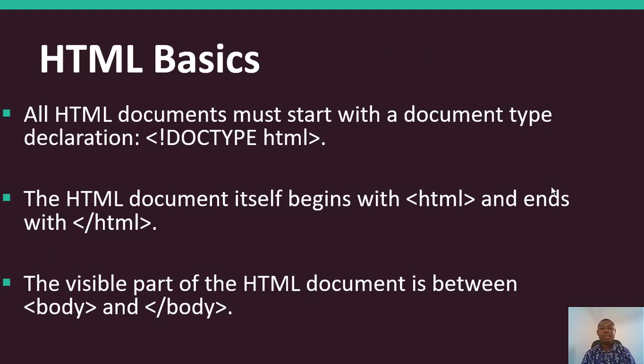All HTML documents must start with a document type declaration, that is the doctype HTML tag. It shows that we are going to use HTML5. The HTML document itself begins with the HTML tag and ends with the closing tag of HTML. The visible part of the HTML document is between the body tags, the open body tag and the close body tag.